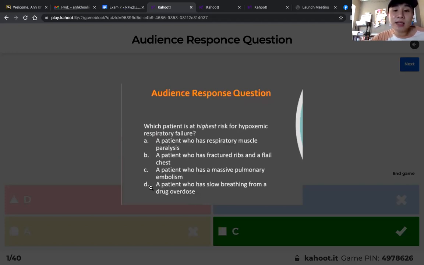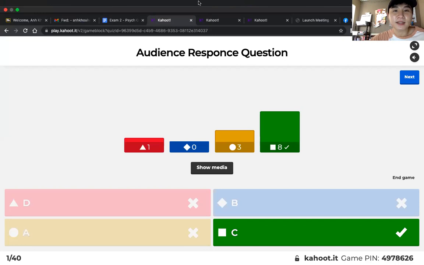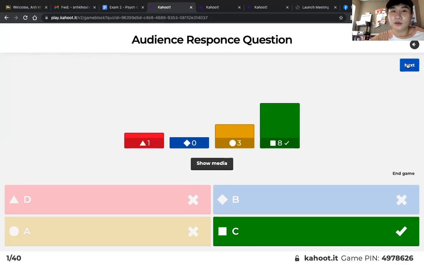So A, B, D are similar to each other. That's why we can cross them out. And C, a patient who has a massive pulmonary embolism. With a pulmonary embolism, suddenly the lung doesn't get perfusion. So it will be hypoxemic, relating to oxygen, because the lung doesn't get perfused. You guys know what I mean? It's more internal. I hope that makes sense. All right, let me move on.